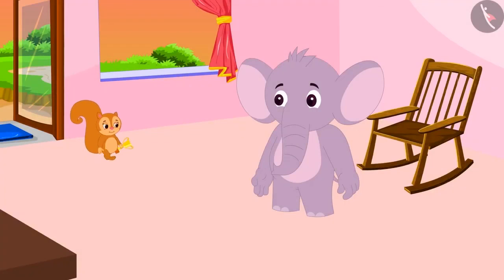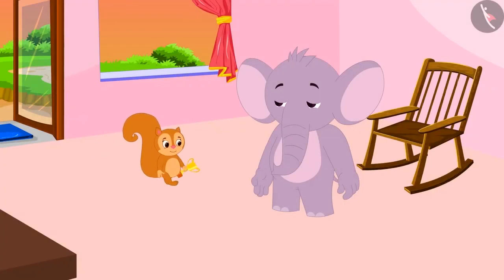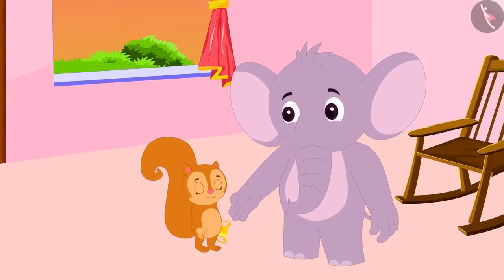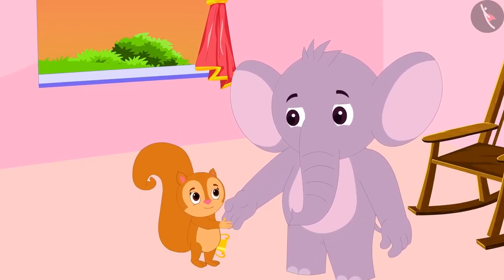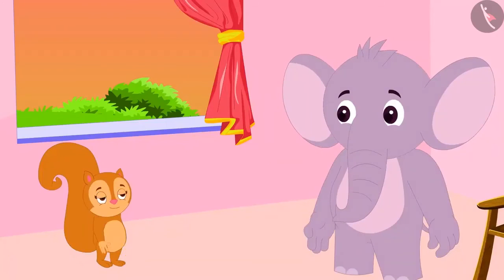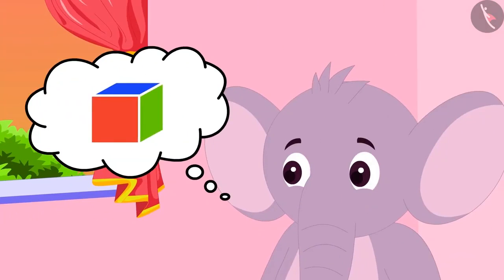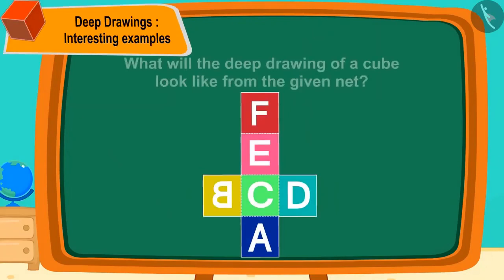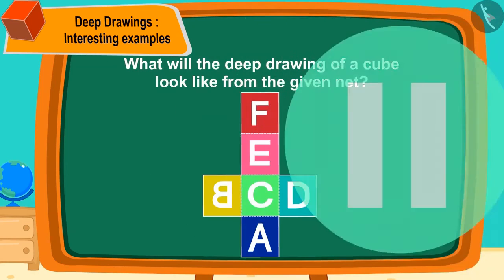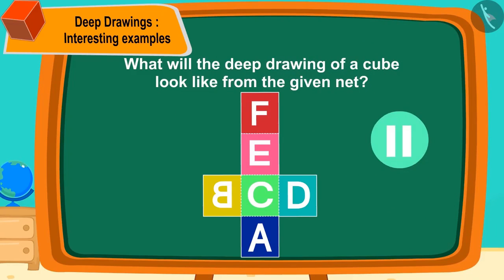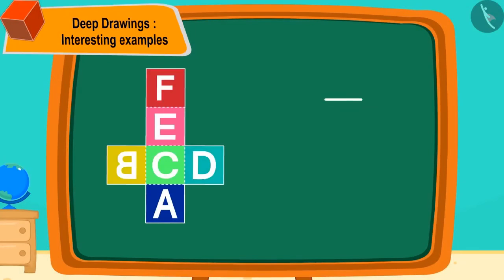Chanda went straight to her friend Appu Elephant's house with the trophy she won at the competition. Appu congratulated her on winning the competition. Now they are both playing a game. Chanda has made a cube net in this way on a cardboard. Appu has to make its deep drawing. Can you tell what this deep drawing will look like? You can find the answer by pausing the video. You can make this deep drawing in this way too.